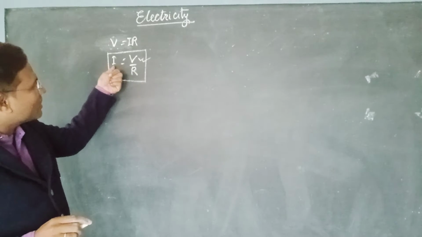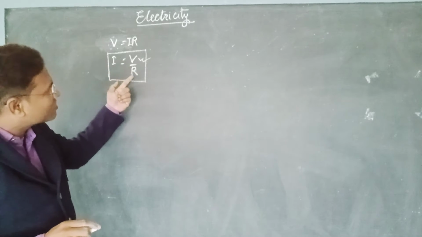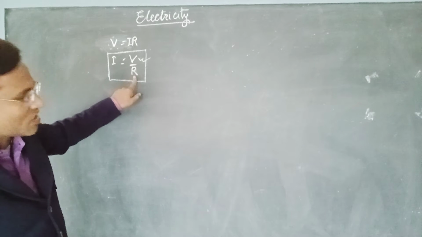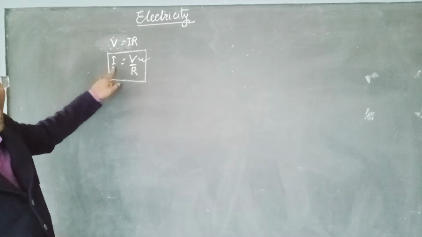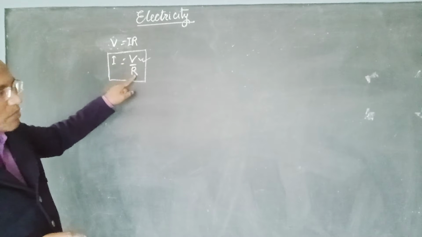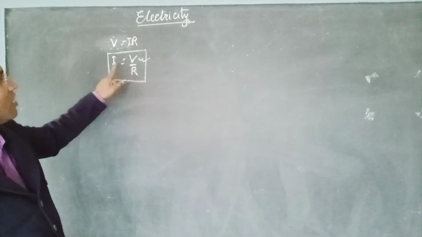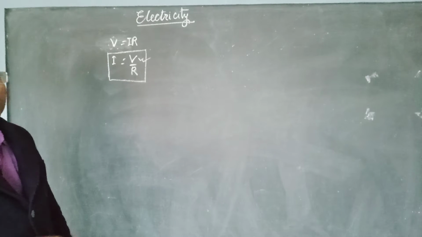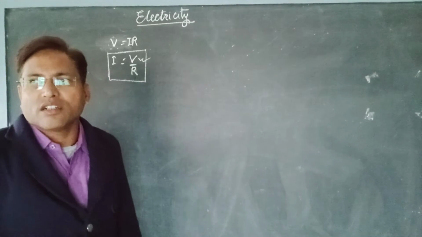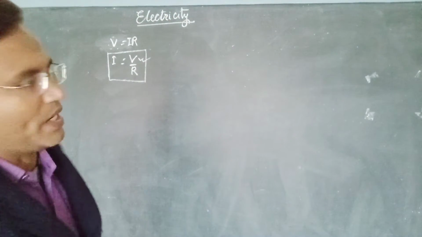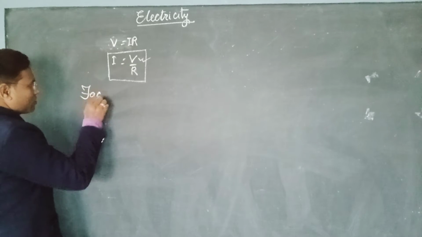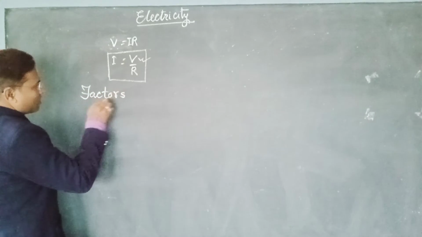Now, current flowing through a conductor is inversely proportional to the resistance. So if I double the resistance, the current will get halved. If I halve the resistance, the current flowing through the conductor will be doubled. Now we will see the factors on which the resistance of a conductor depends.